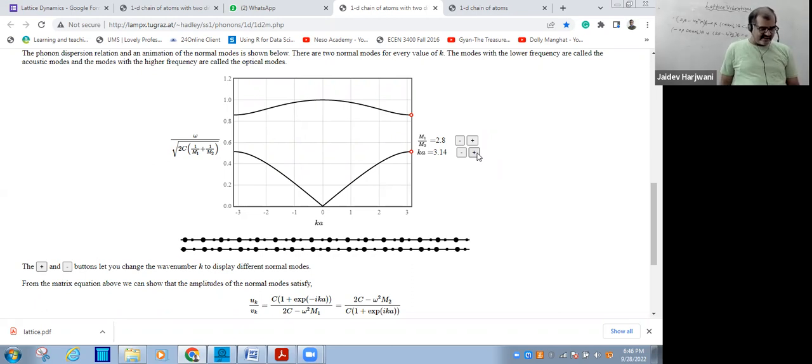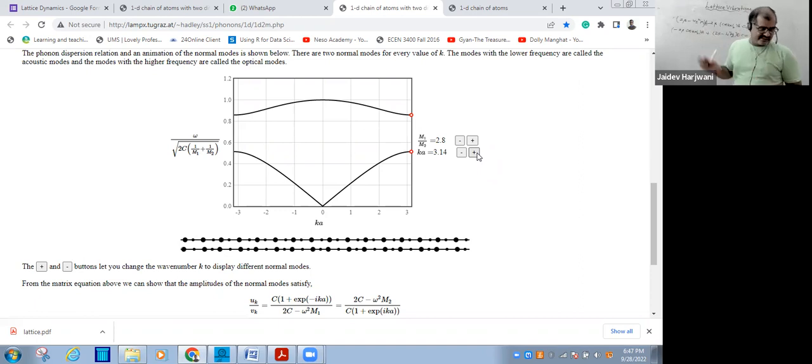What other thing can you clearly observe? In the acoustic branch, the lighter atom is at rest and only the heavier atoms are moving. In the top optical branch, the lighter atom is moving and the heavier atom is at rest. That means for the acoustic branch, B by A, with B the lighter atom, should be 0. And for the optical branch, A by B should be 0. That we need to show now.